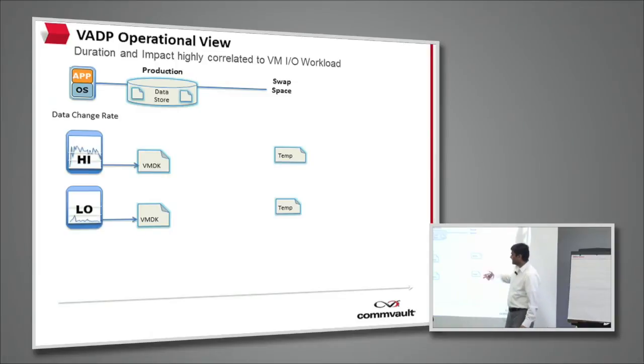So here's an example, and this is based on real tests that we did in the lab. Here's an example of a virtual machine which is not very big, but which has high IO activity on the system. And there's another VM which is basically low activity.